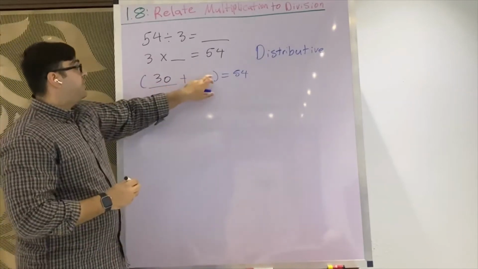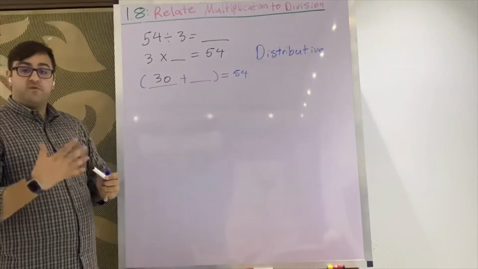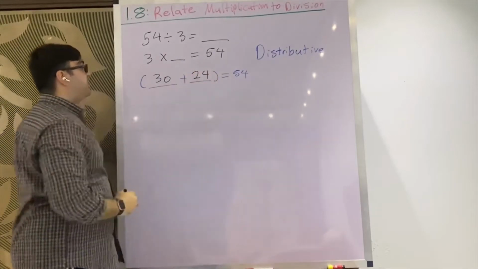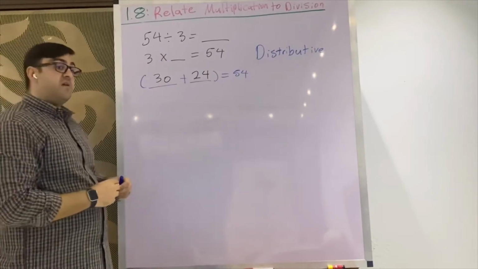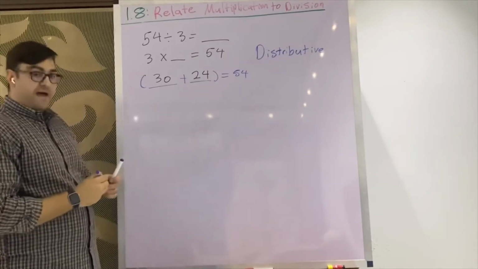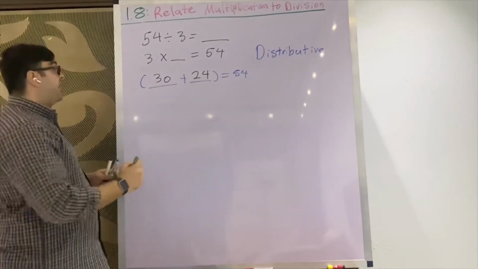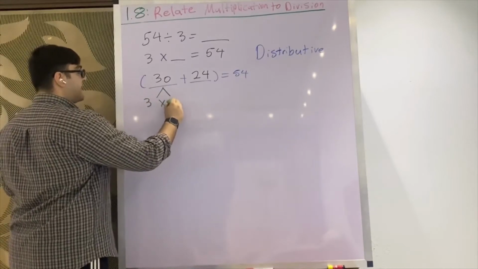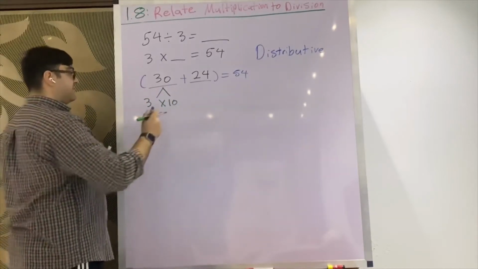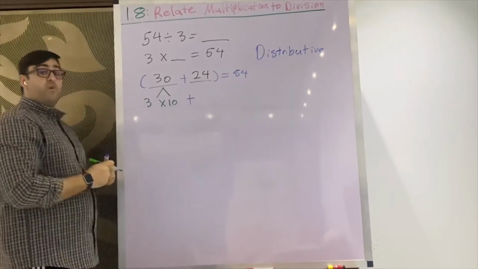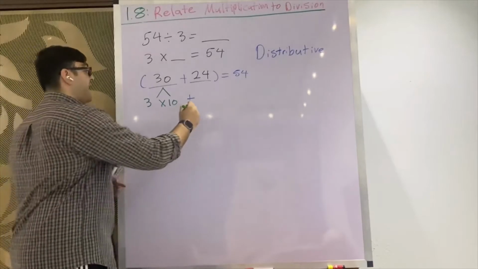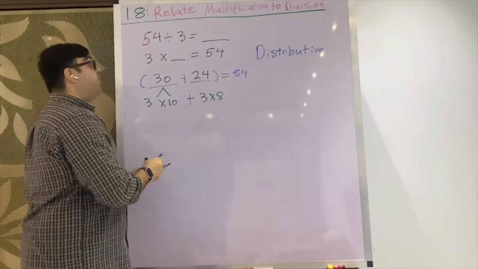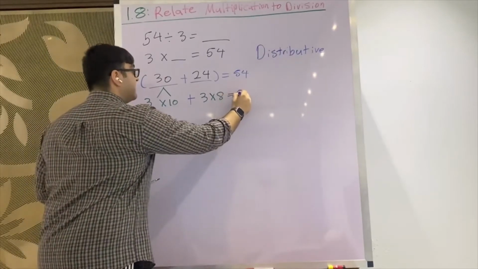30 plus what number will give us 54? This is just a simple subtraction problem. 30 plus 24 equals 54. This is where the distributive property is going to come in just a little bit. Now, I can realize that 30 is the same thing as 3 times 10 plus 24, which is the same thing as 3 times 8. And both of these numbers together should still give me 54.